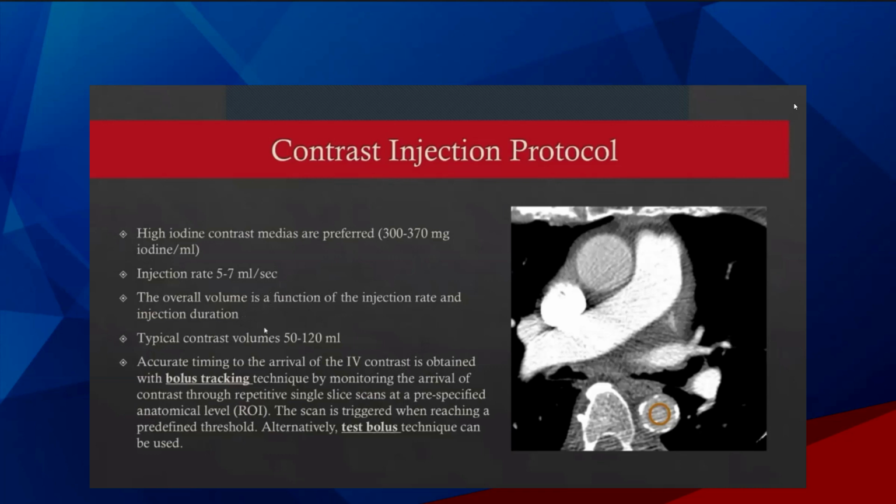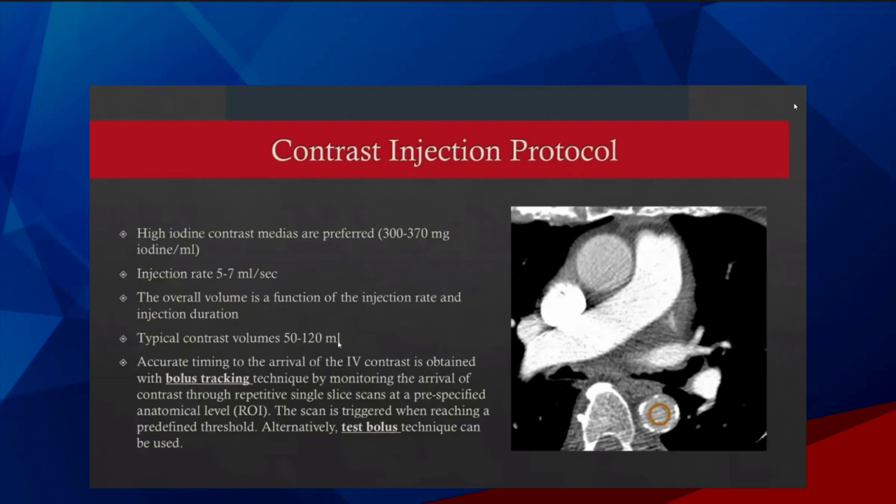As far as contrast volumes, 50 to 120 milliliters. Generally, we don't use more for coronary studies, maybe 65 to 70 milliliters. If we're doing a study where we're trying to evaluate bypass grafts or other anatomy such as the aorta, we may use up to 90 cc of contrast, or if the patient is a little larger, we may use up to 120, depending on what we are trying to image.